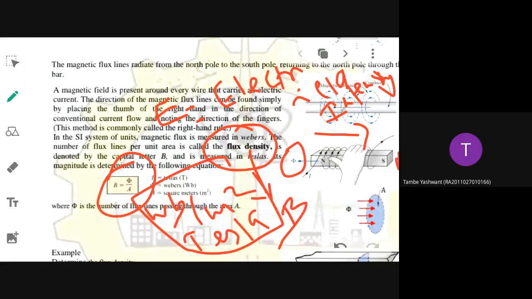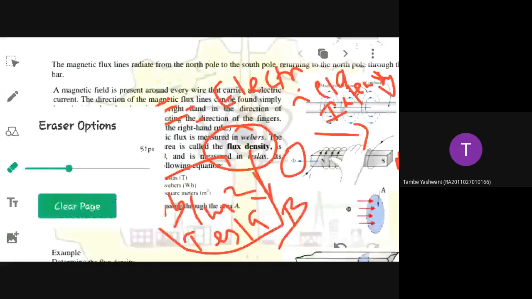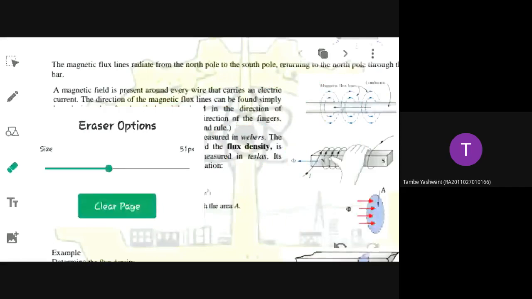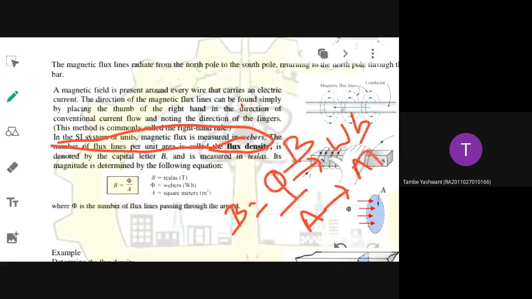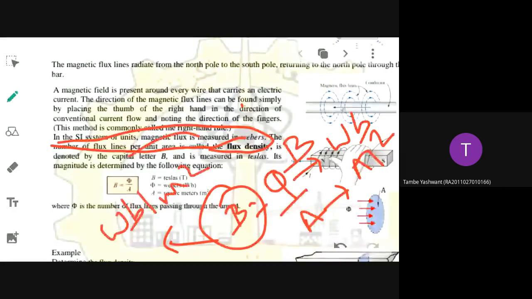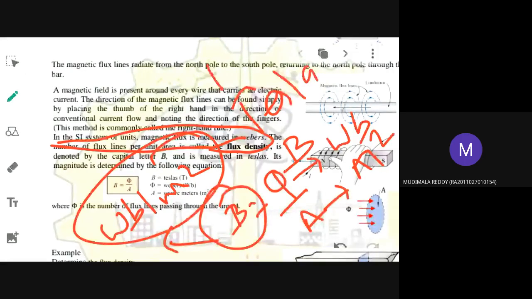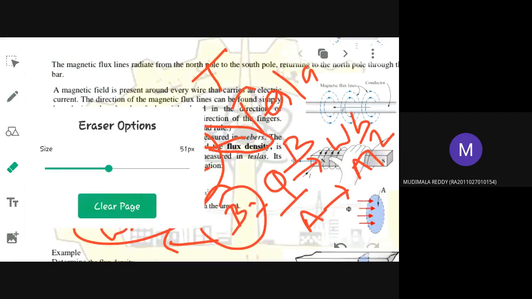The number of flux lines per unit area is called flux density, commonly represented by B. So B is equivalent to phi divided by A. The unit of phi is Weber, and the unit of area is meter squared. So the unit for B is Weber per meter squared, or otherwise Tesla, or simply T. Don't forget the unit representation, it might be asked in MCQs. That is one parameter you need to remember.